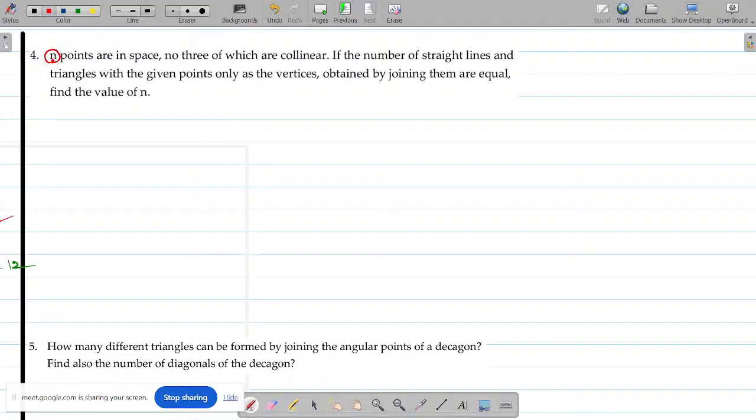N points are in space. Again, you don't know what's the value of n. So that's a question where you have to find the value of n. N points are given, no three of which are collinear.